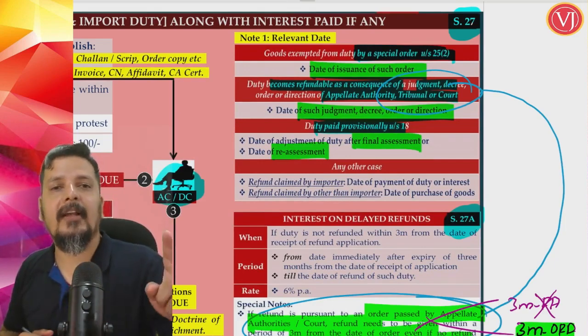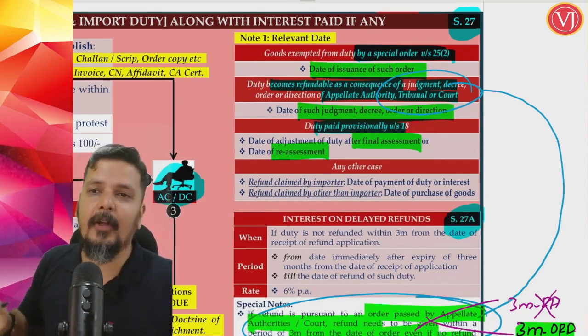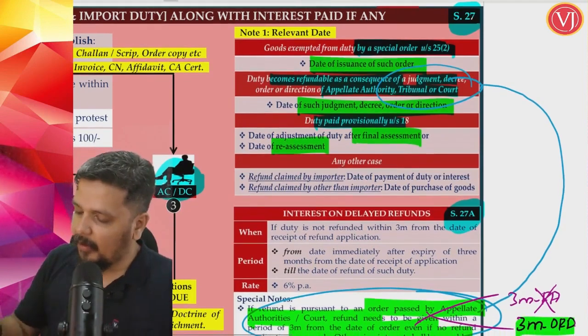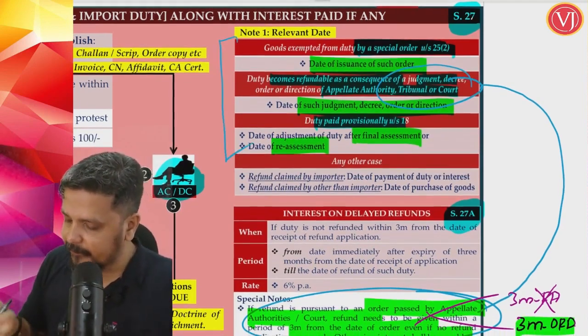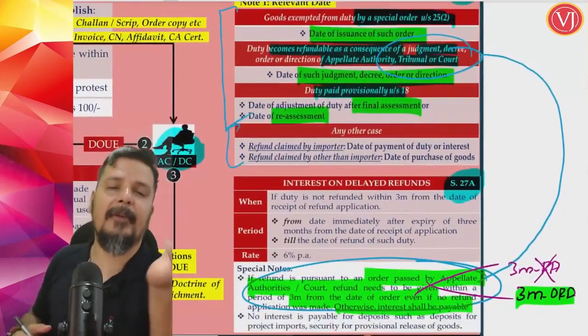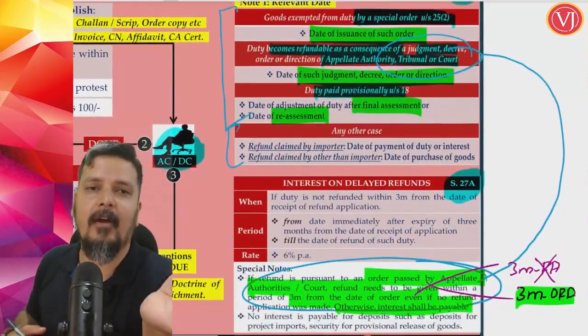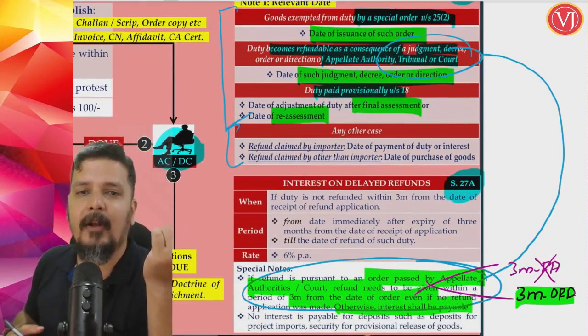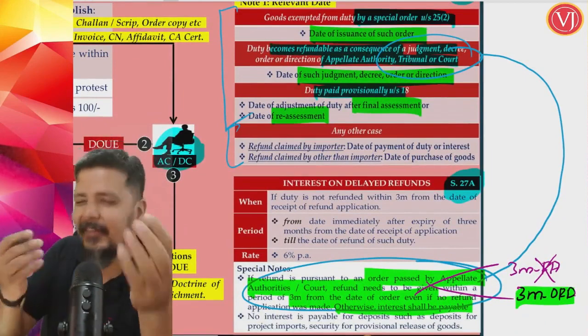So, you are going to calculate that 1 year from the date of final assessment or reassessment. These are all special cases. What is a normal case? If it is not covered in case of special exemption order or appeals order or final assessment order, then it is a normal case. Take a very normal case.